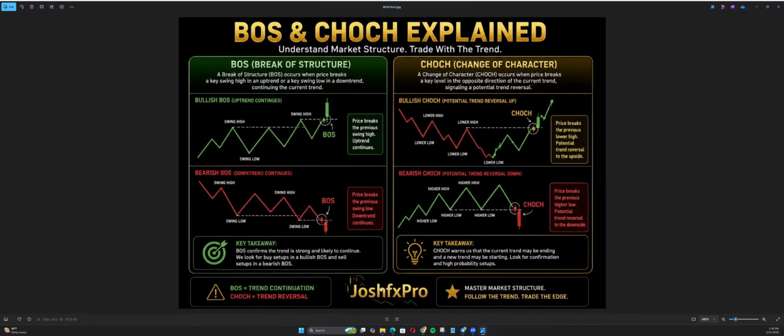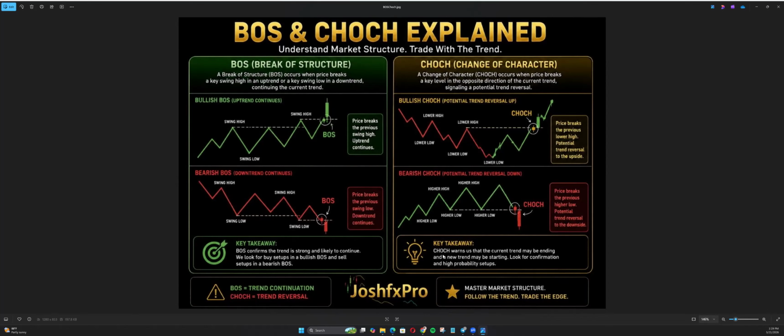Okay? So let's do a recap on the change of character. A change of character occurs when price breaks a key level in the opposite direction of the current trend, signaling a potential trend reversal. All right, we see that here. Say price breaks the previous lower high, potential trend reversal to the upside. Price breaks the previous higher low, potential trend reversal to the downside. The same thing I've been explaining.